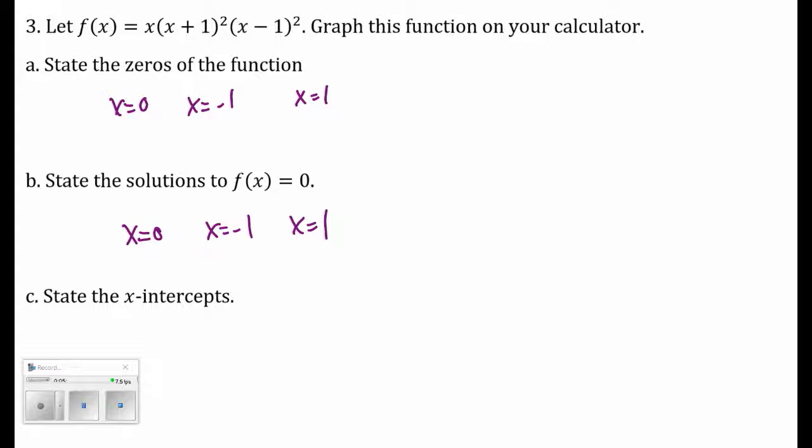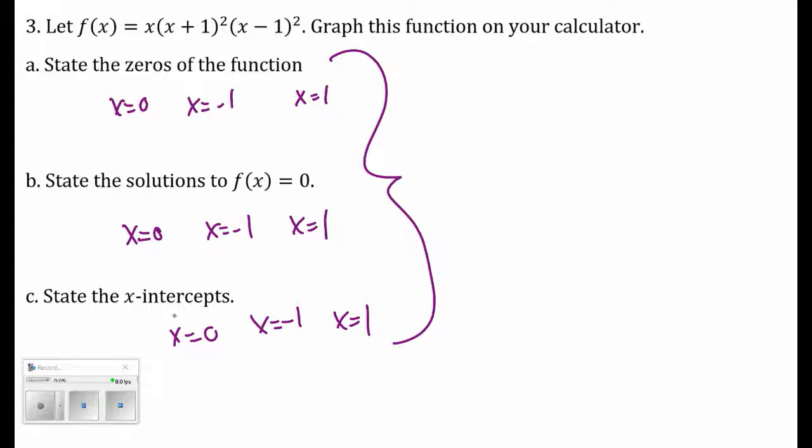What are the x-intercepts? Where does this function cross the x-axis? At x equals 0, x equals negative 1, and x equals 1. The zeros, the solutions, and the x-intercepts, the solutions to f of x equals 0, are all the same thing. There are three different ways to ask, when does the function hit the x-axis? When does the function output a 0?